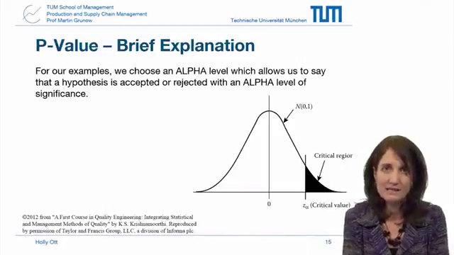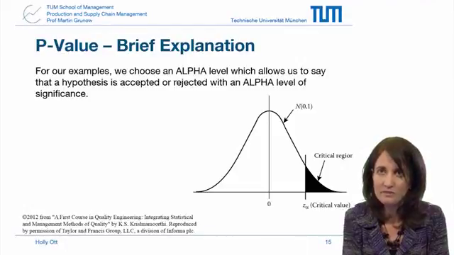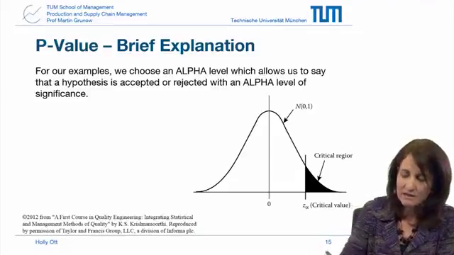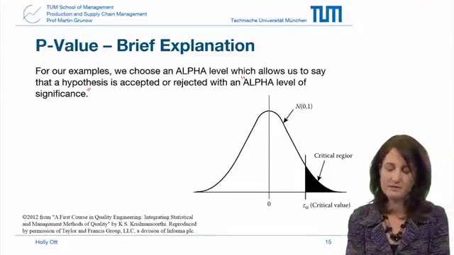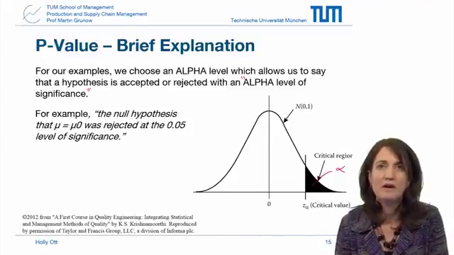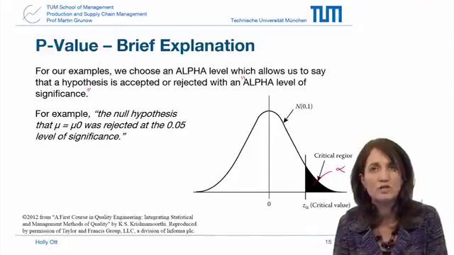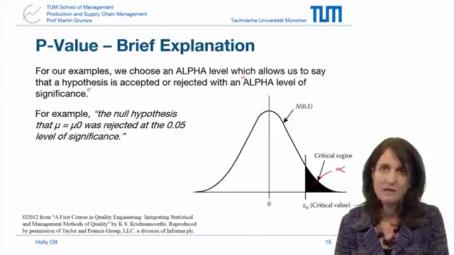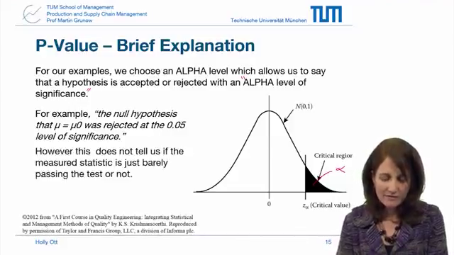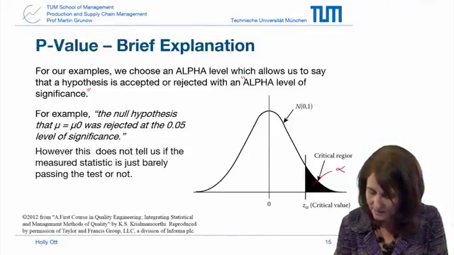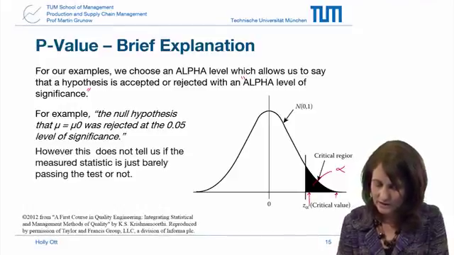Now, one last small point. For our examples, we chose an alpha level, which allows us to say that a hypothesis is accepted or rejected with an alpha level of significance. So again, alpha here. For example, we say the null hypothesis that mu is equal to mu0 was rejected at a 0.05 level of significance. But this actually does not tell us if the measured statistic is just barely passing the test or not. It doesn't tell us if we are here or if we are here.